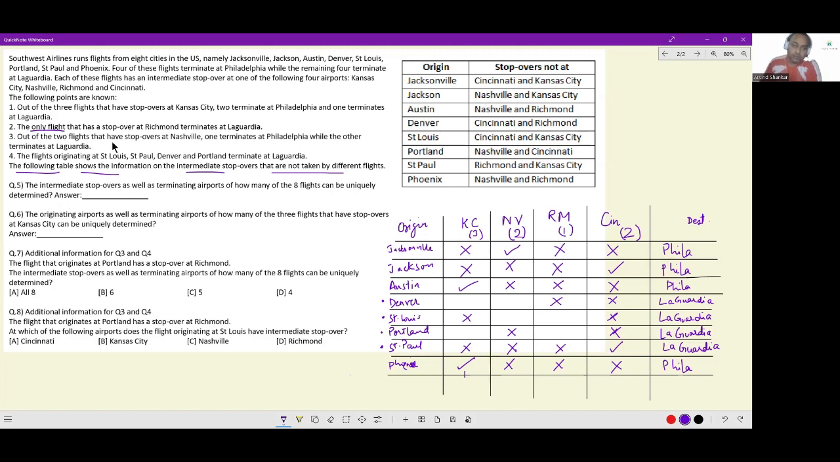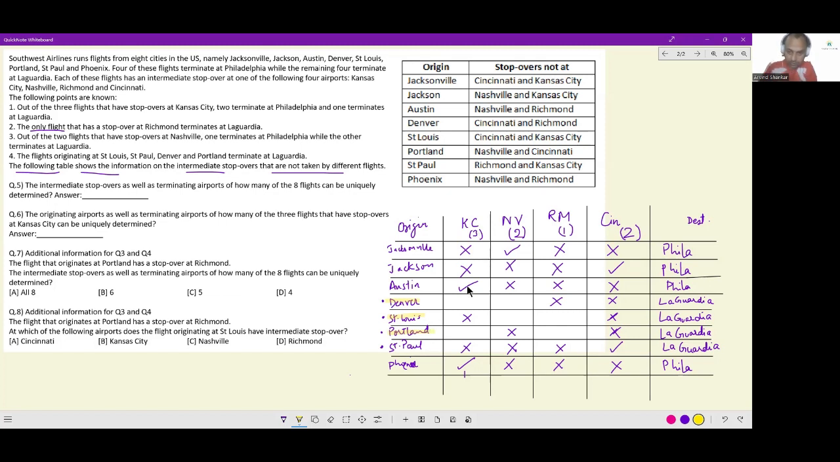Next point, out of the 2 flights that have stopovers at Nashville, one terminates at Philadelphia. We've already identified that is Jacksonville flight, while the other terminates at LaGuardia. The 2 other possibilities, Denver, St. Louis, they can terminate at LaGuardia. So now, look at these 3. These 3 are the ones we don't know how they get distributed. These 3 can go to either Kansas City or Nashville or Richmond.